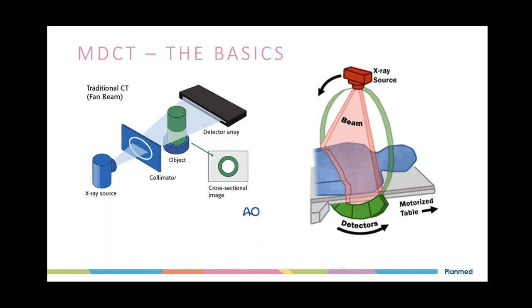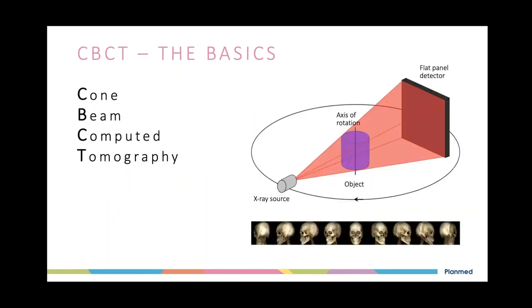Since your X-ray source is on all the time, you have a very high radiation dose to the patient when you're talking medical CT, and you have a different type of voxel. We'll talk about that in a moment, but that is the way that medical CT works. Cone beam CT is not a fan beam. It is a cone-shaped X-ray source.